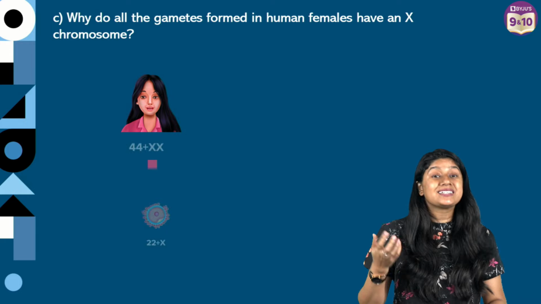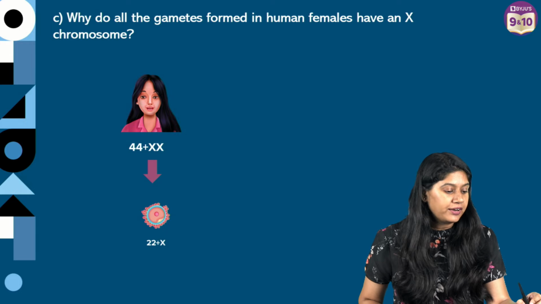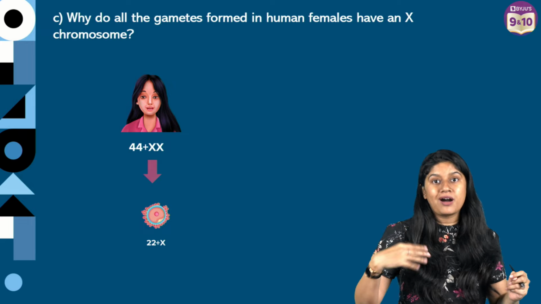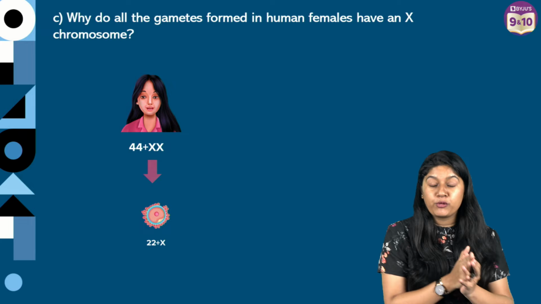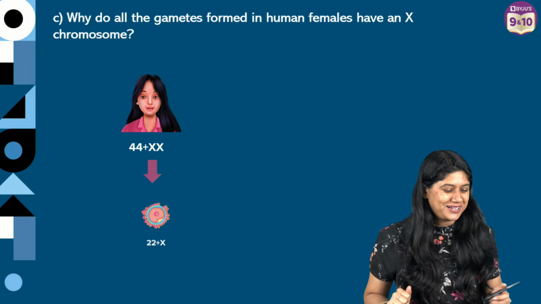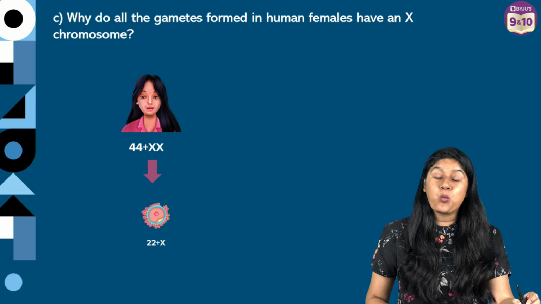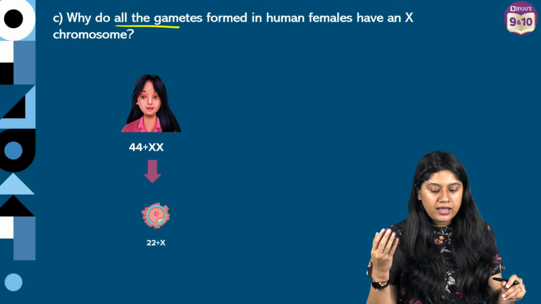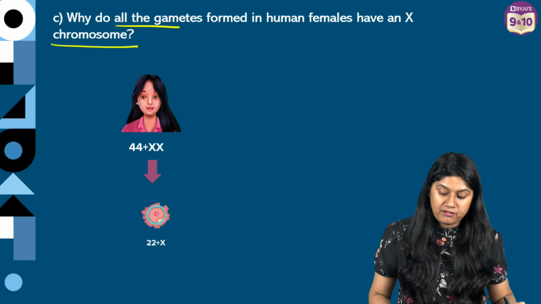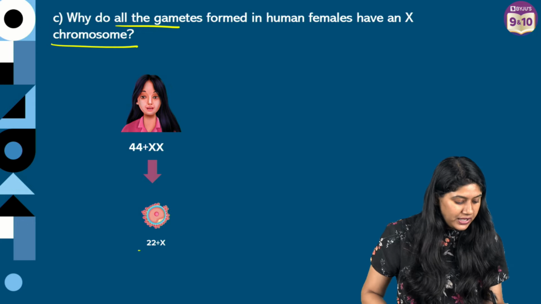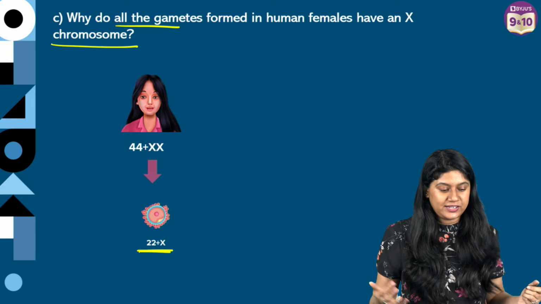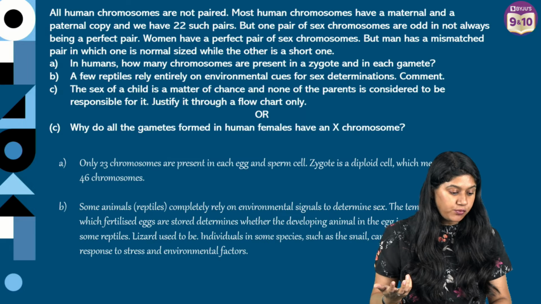Moving to the part C of the question, there are two C parts over here, and usually questions 1 and 2 are for 1 mark, and the C question that we always have over here is for 2 marks. The question is: why do all the gametes formed in a human female have an X chromosome? Very interesting question, right? Of course, we have the X chromosome because they have the same type of chromosome over there, X and X. So here we have the answer for it.